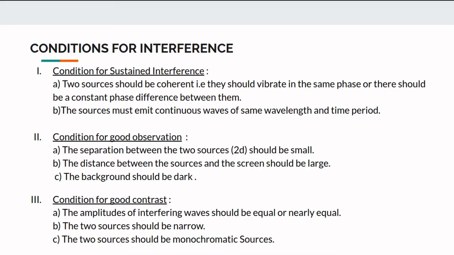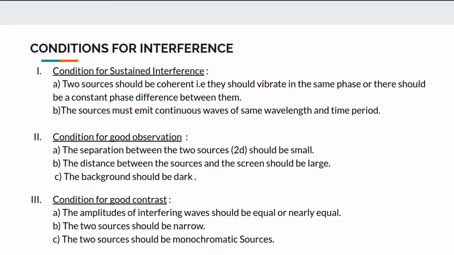These are all the conditions for interference. Once again, I repeat this point. These conditions are divided into three broad categories. The first is the condition for sustained interference. In this case, the two sources must be coherent, and the sources must emit continuous waves of the same wavelength and time period. Then only we can observe the interference pattern for a long time.